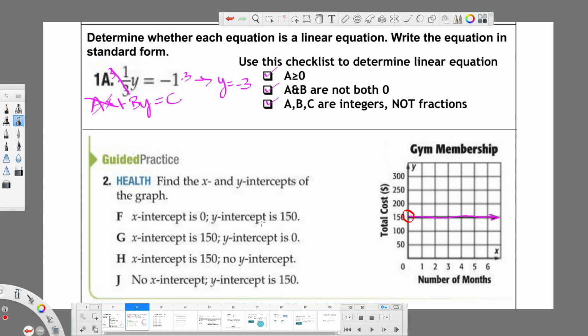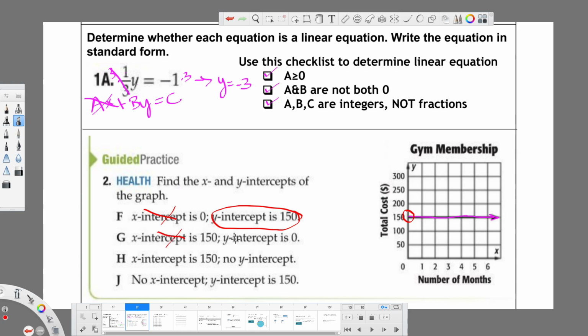So I see y-intercept at 150. This works. But that's not true. It's not an x-intercept of 0. That would be right here. It's not crossing right there. So that doesn't work. X-intercept at 150, well, that's backwards. That's supposed to be the y-intercept, so that's wrong.